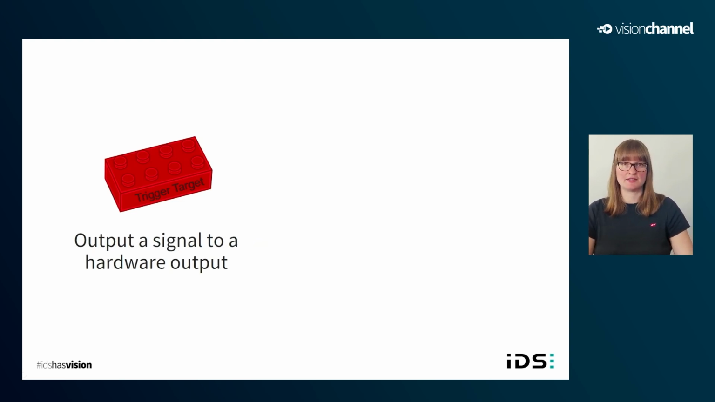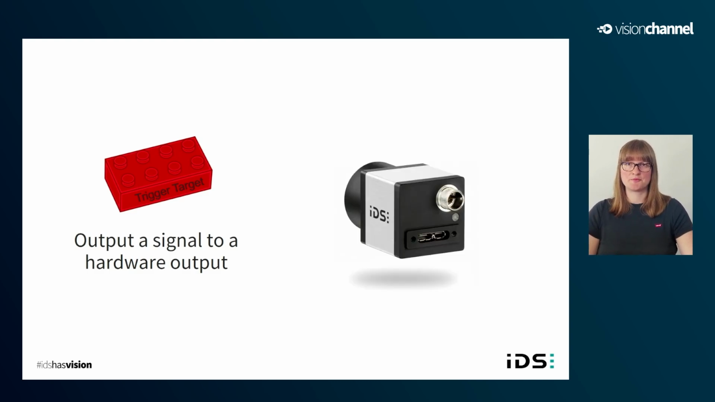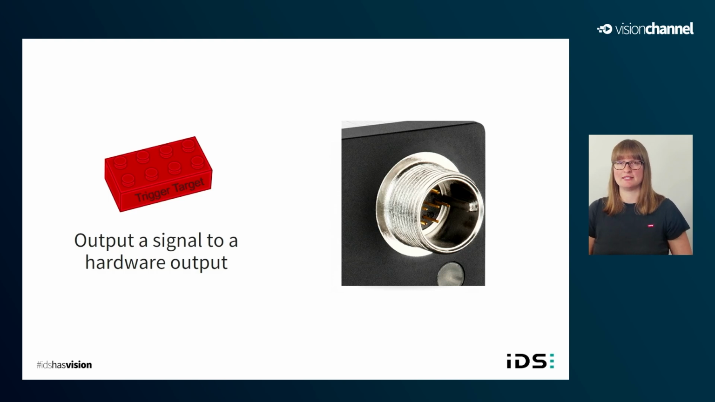Hardware outputs can also be trigger targets. When the target is a hardware output, this means either the flash output, it is called line 1 in the IDS Peak software, or one of the GPIOs. These are called line 2 or line 3. These targets can be used to, for example, start a flashlight or another external module.